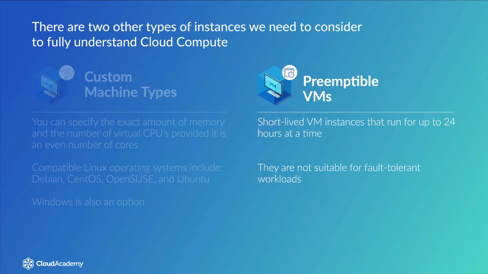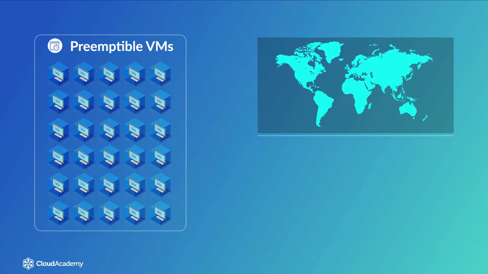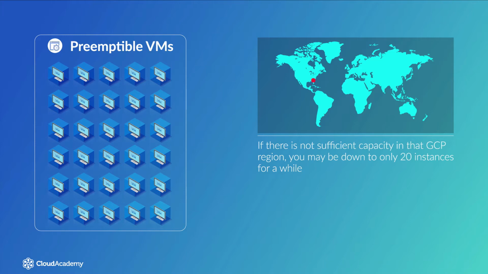You can create a managed instance group of preemptible VMs if you want to try to keep a certain number up and running. However, preemptible VMs come from excess GCP compute capacity. Because of that, there's no guarantee that a certain number of preemptible VMs will be available, particularly if you need a specific type. For example, you might have a managed instance group of 30 preemptible VMs, and maybe they'll run for a while, but if there's not sufficient capacity in that GCP region, you may be down to only 20 instances for a while. You might just lose 10 of them.